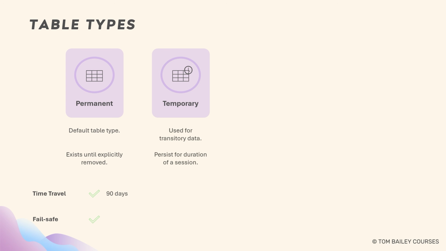The second type of table is the temporary table. A temporary table is for storing non-permanent transitory data. For example, a step in a complex ETL process storing the result of a select statement for downstream processing. A temporary table persists for the duration of a session. Once a session is over, the table data is completely purged from the system. Temporary tables have a max time travel retention period of 1 day, regardless of Snowflake edition. They also do not have a failsafe period. Once a session is over, the table data cannot be recovered by Snowflake.